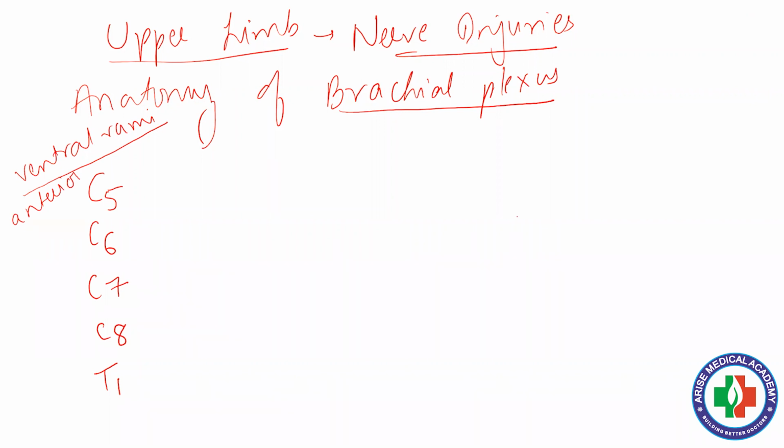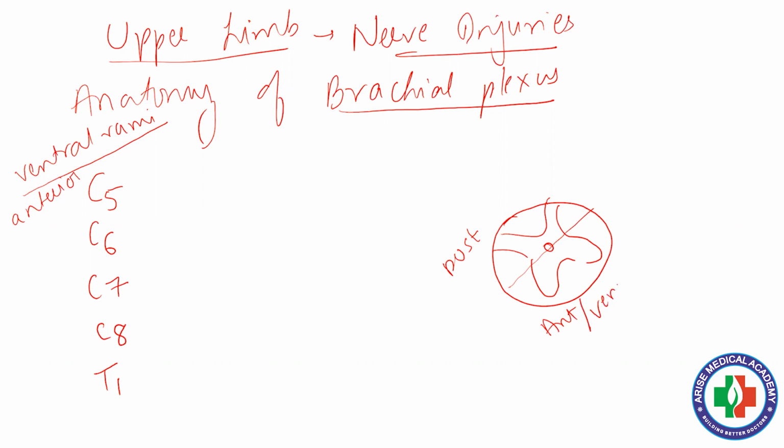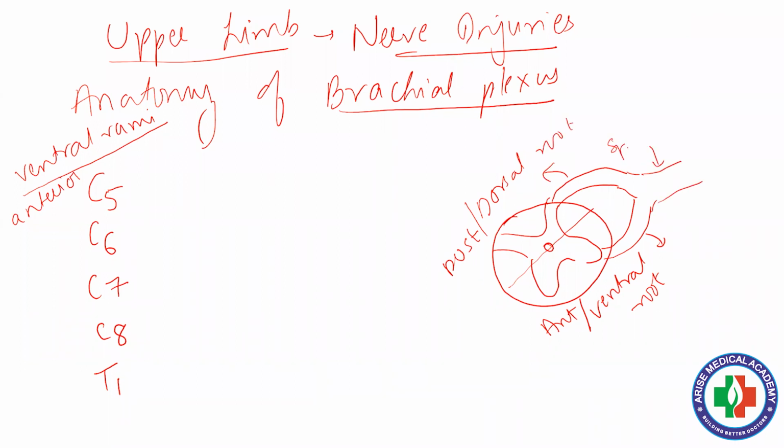Now, what do you mean by this? Imagine this is a spinal cord, guys. This part is the anterior part. This part is the posterior part. Anterior part is also called ventral part. Posterior part is also called dorsal part. And they give the roots, a dorsal root and a ventral root. So this will be the ventral root and that will be the dorsal root. And then they form the spinal nerve.